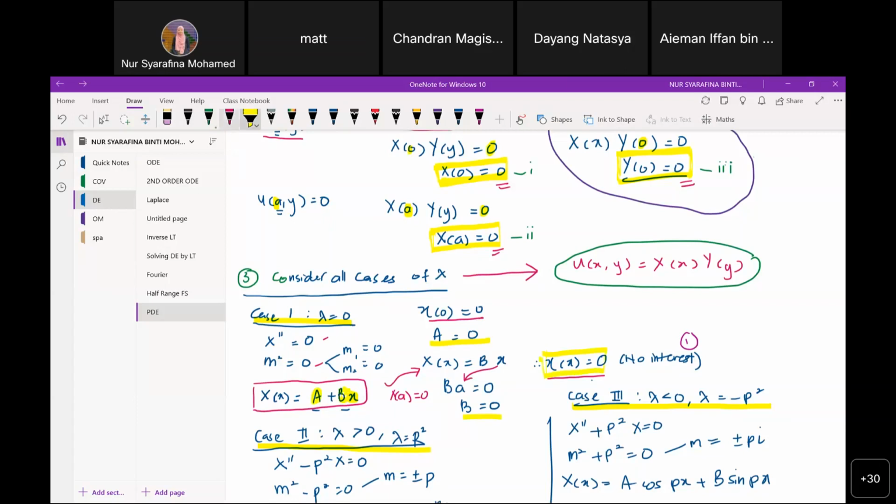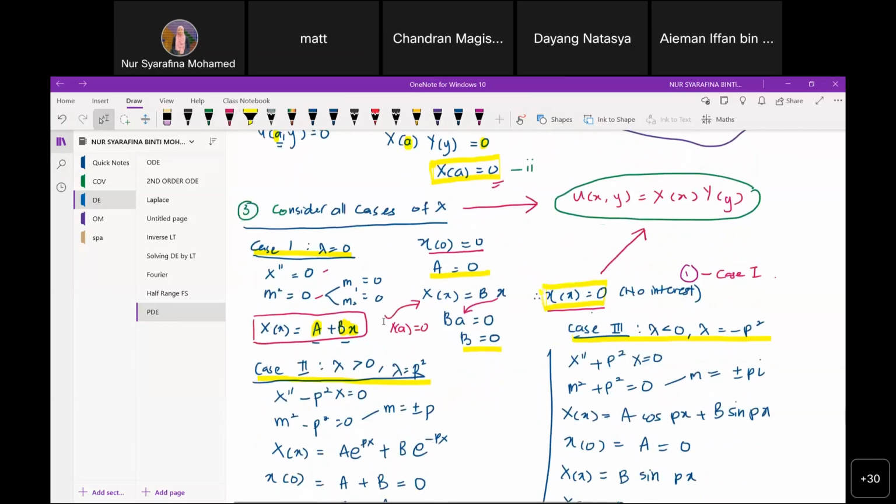And remember, the solution should be a combination of X and Y. Then when X is 0, no point to find Y. So we have no interest in this solution. So this is the solution of case 1. Is that clear? Yes, sir.